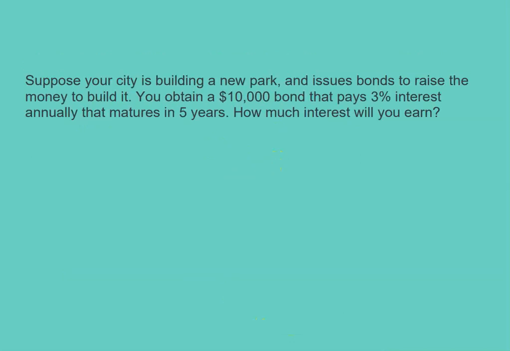Suppose your city is building a new park and issues bonds to raise the money to build it. You obtain a $10,000 bond that pays 3% interest annually that matures in 5 years. How much interest will you earn? This problem is different because it is earning interest over time. Let's look at the formula that we would need to use for this situation.